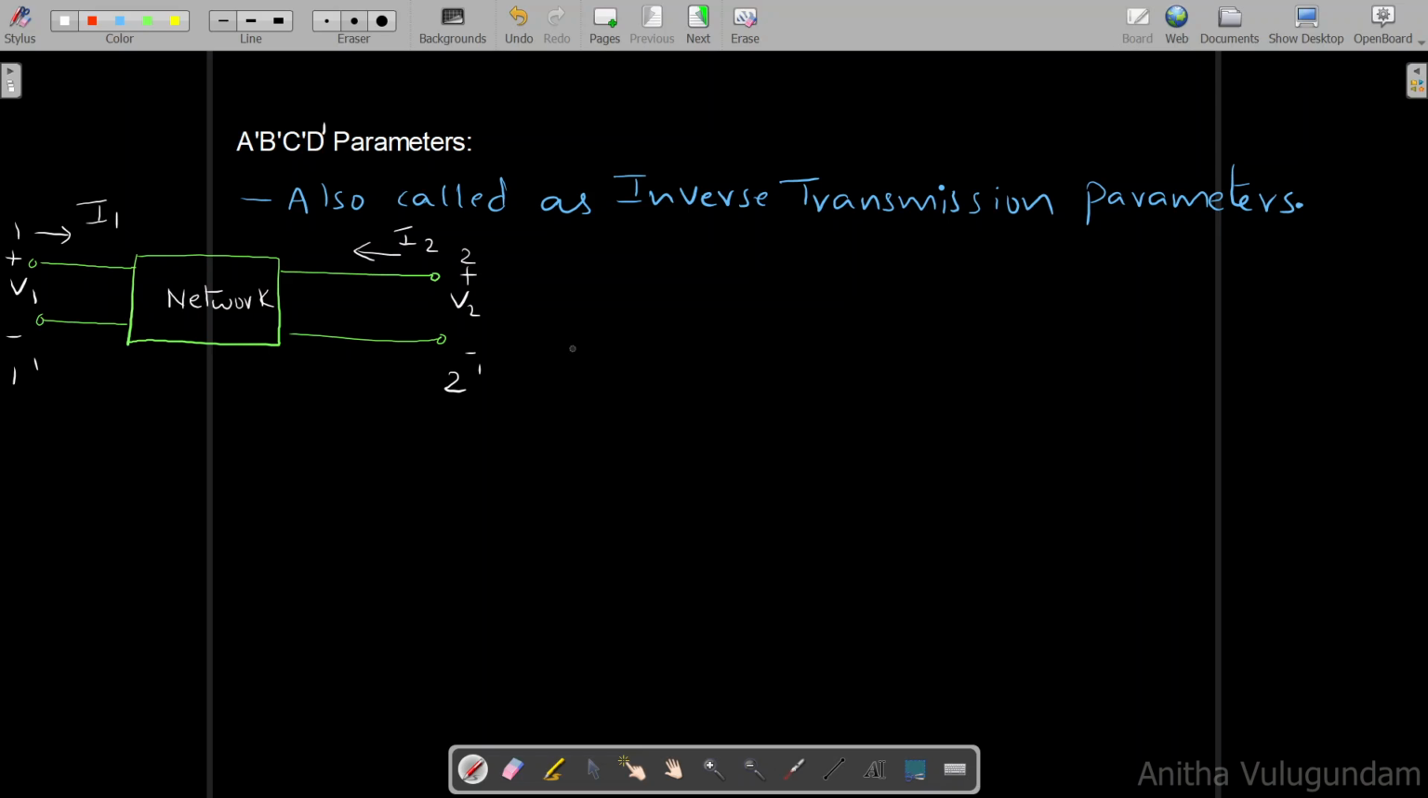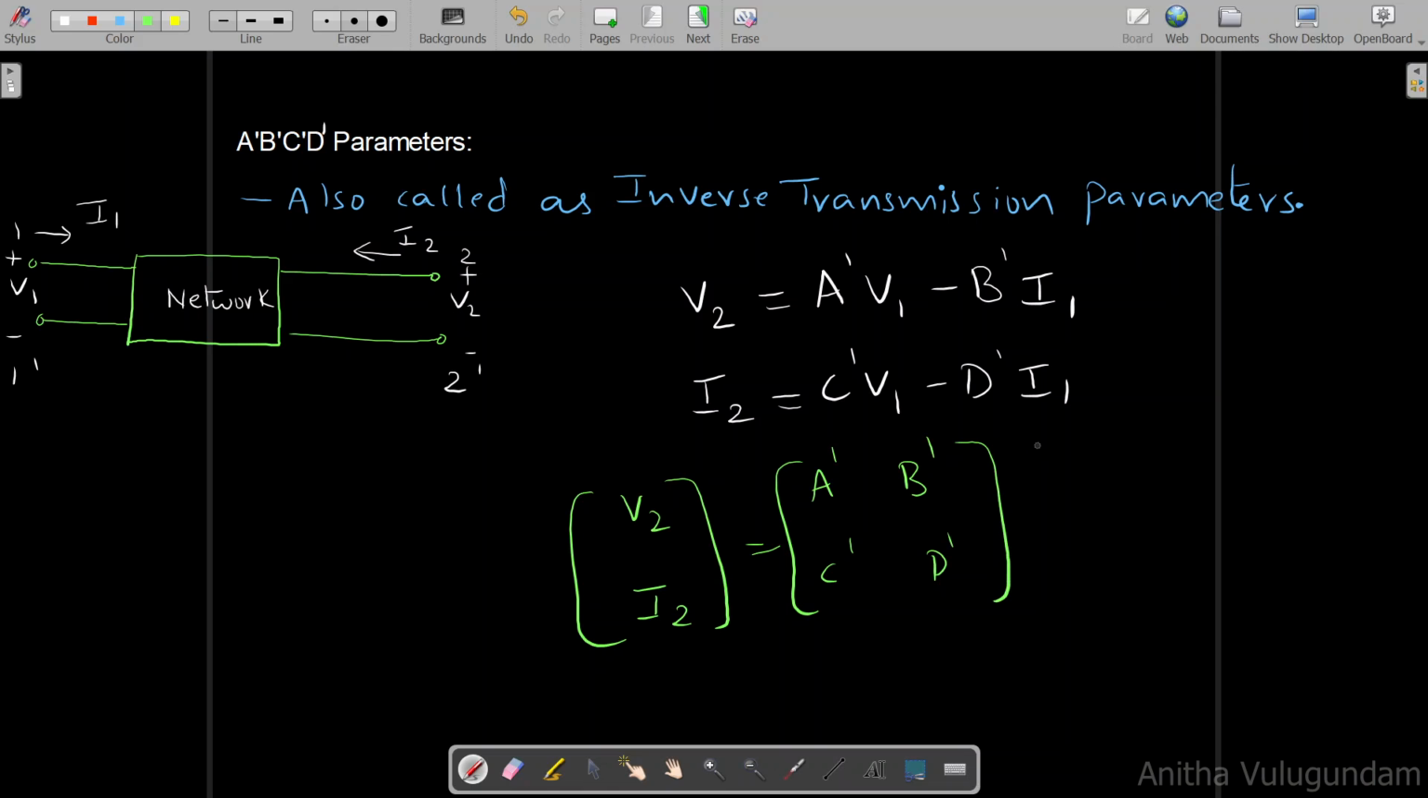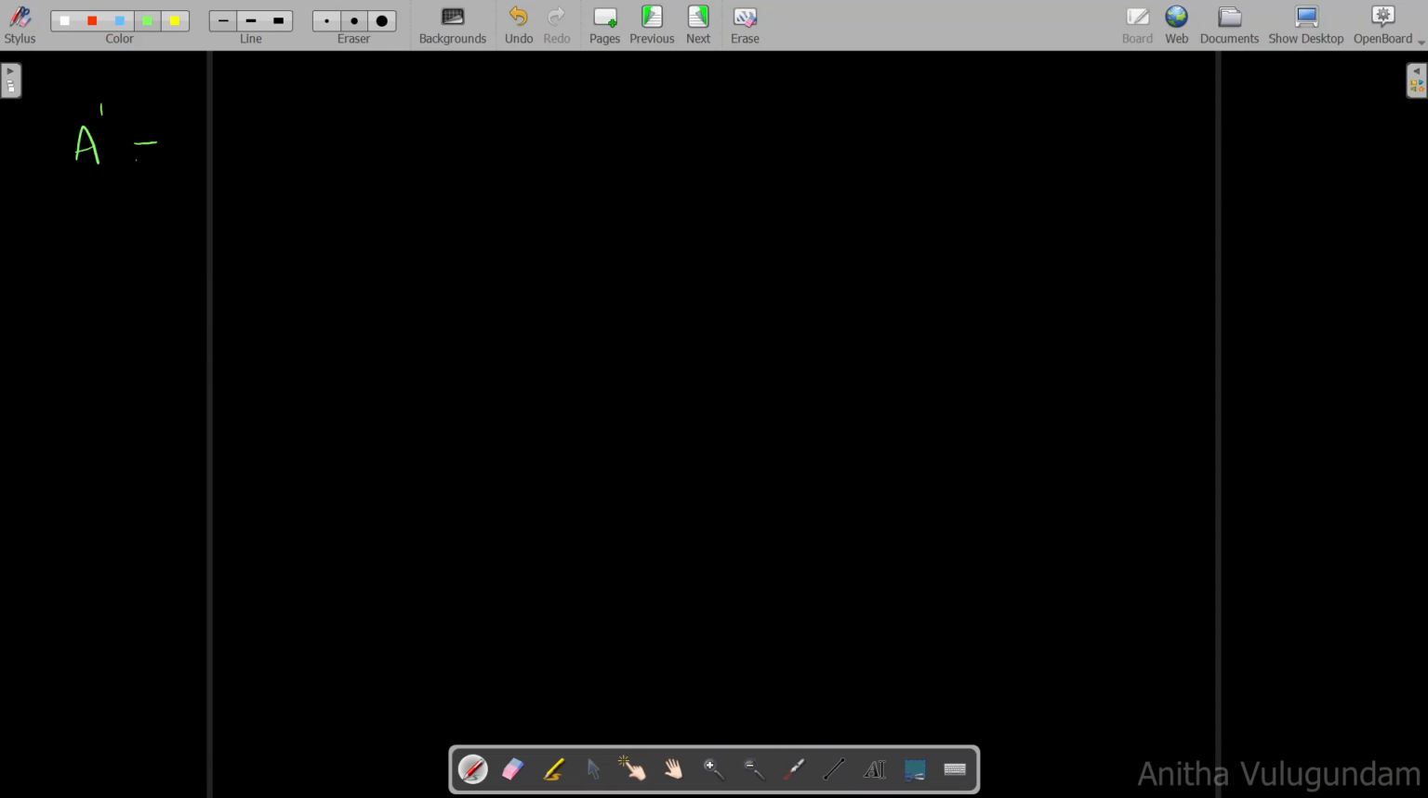A', B', C', D' parameters are described by the equations. V2 equal to A' V1 minus B' I1. I2 equal to C' V1 minus D' I1. The matrix representation can be written as [V2, I2] equal to the matrix [A', B', C', D'] times [V1, I1]. We can define the parameters like A' equal to, B' equal to, C' equal to, D' equal to.